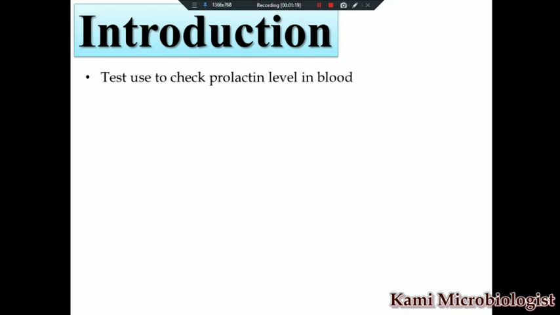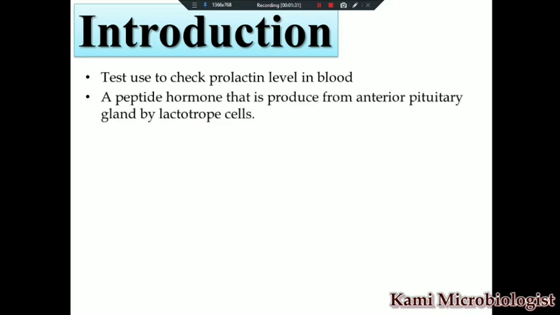Remember, the prolactin test is also called the lactotropin test. It is the test in which the prolactin level in the blood is checked. Now, what is actually prolactin? Prolactin is a peptide hormone that is mostly produced and synthesized in the pituitary gland, the anterior pituitary gland, by lactotroph cells that are present in the anterior pituitary gland.